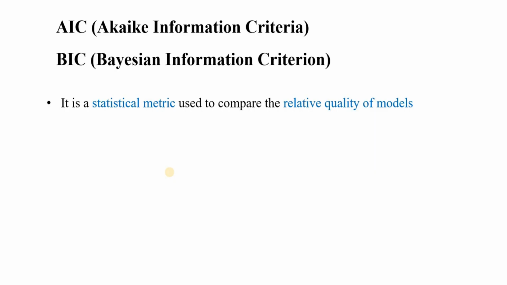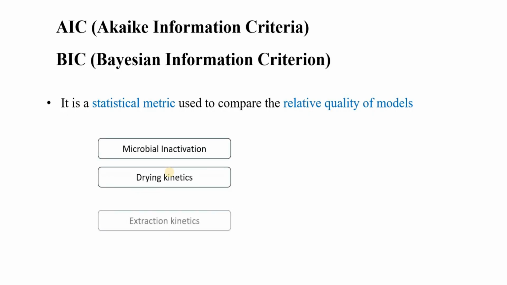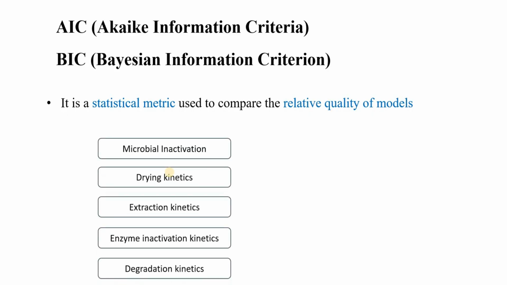There are various processes where we use a model to predict or to know the kinetics of that process, like microbial inactivation, drying kinetics, extraction kinetics, enzyme inactivation and degradation kinetics. To know or predict the behavior of this process, we use modeling. There are a number of models we use. Suppose there is a drying kinetics and there are 4-5 models we use to see the particular drying process. Among them, one will show the best drying process.